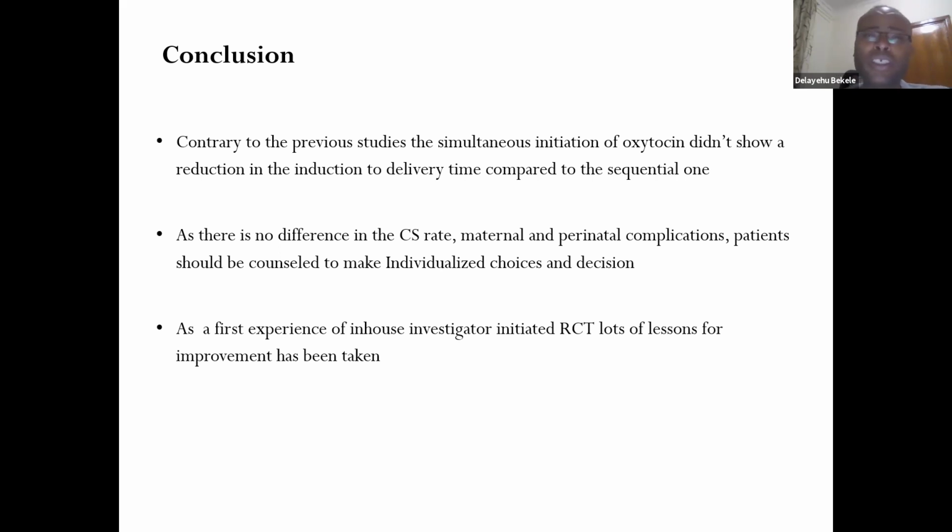And as there is no difference in the cesarean section rate, maternal and perinatal complications, patients should be counseled, and based on other clinical characteristics, an individualized choice can be made whether to start with simultaneous or sequential induction of labor. And as the first experience of an in-house investigator-initiated RCT in our setup, lots of lessons for improvement have been learned from this RCT.